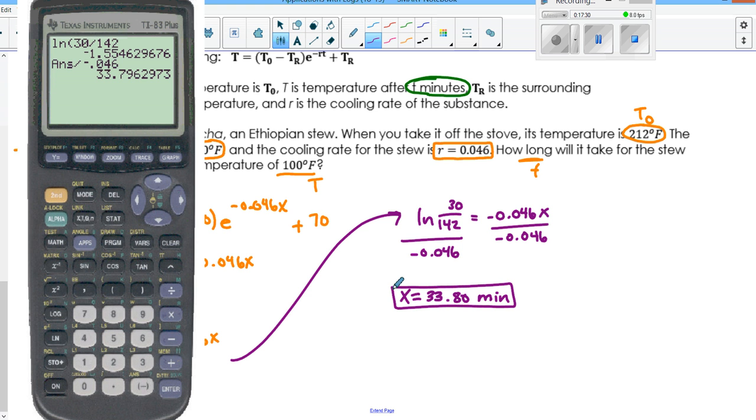Okay, so that's one type of application that we can do with Newton's cooling law. Flip over, we're going to do another one.